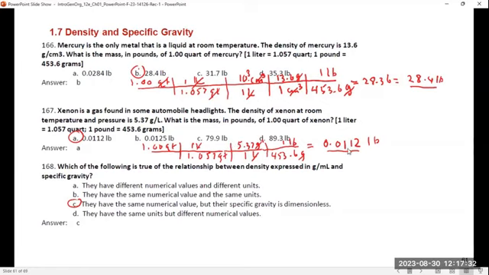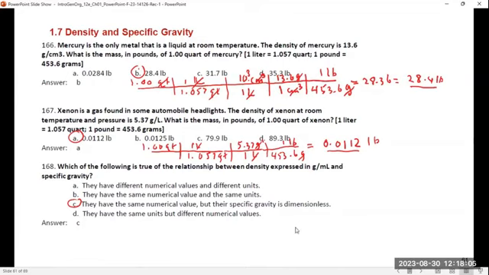pounds. The answer is A. Which of the following is the relationship between density expressed in grams per milliliter and specific gravity? The difference between density and specific gravity: they have the same numerical value, but specific gravity has no dimensions. It's unitless. We talked about it.